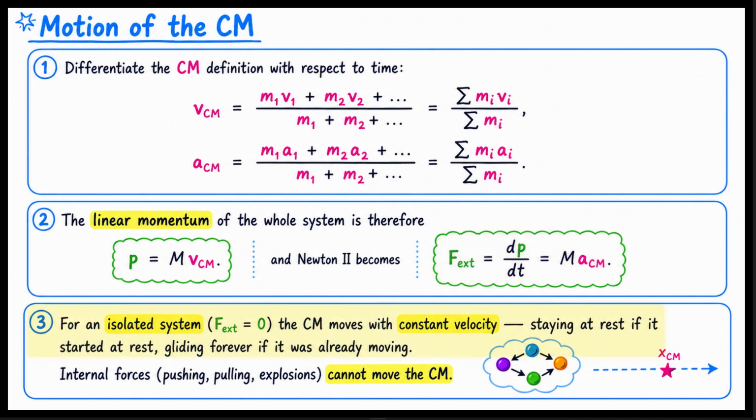For an isolated system where F external is 0, the center of mass moves with constant velocity. If it started at rest, it stays at rest. If it was already moving, it glides forever. Internal forces like pushes, pulls, and even explosions cannot move the center of mass.